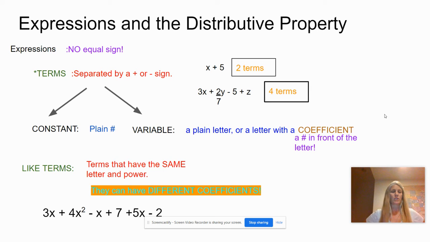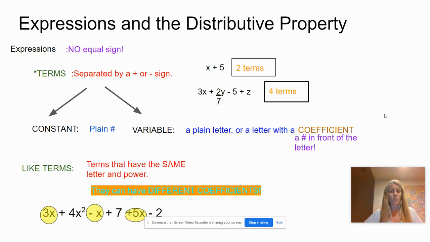So here I have an expression, 3x plus 4x squared minus x plus 7 plus 5x minus 2. And we're looking for those items that are like terms. So I'm looking for my first term here, which is 3x. And I'm looking for anything that has an x to the power of 1. And I see that's a negative x. Notice I said negative x, not x. The sign to the left of that is a part of that term. And our third one here is 5x. These three are like terms, 3x, negative x, and 5x, because they all have a variable of plain x.